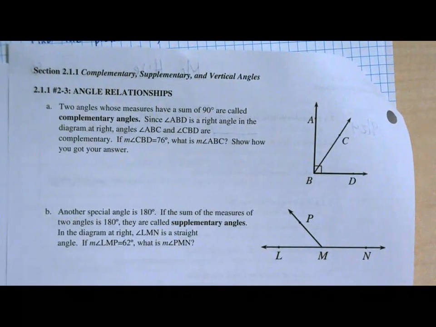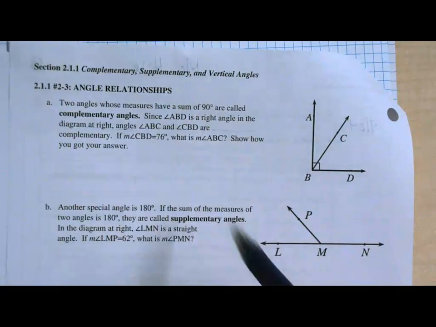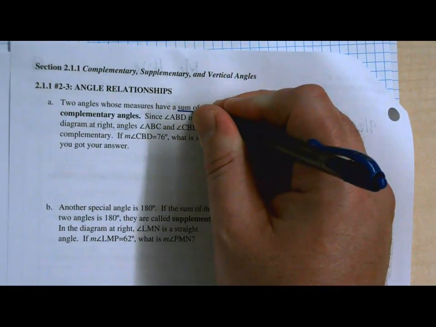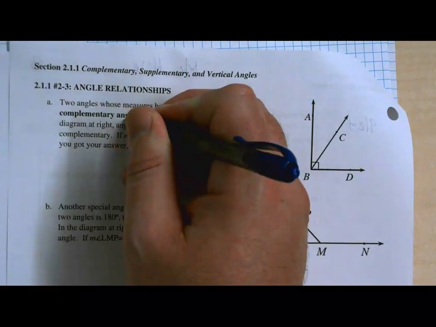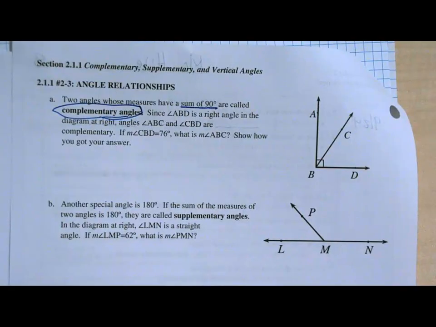Angle relationships. I'm going to read through part A here. It says two angles whose measures have a sum of 90 degrees, underline that, are called complementary angles. That's one of our learning targets for today, so let's circle that.